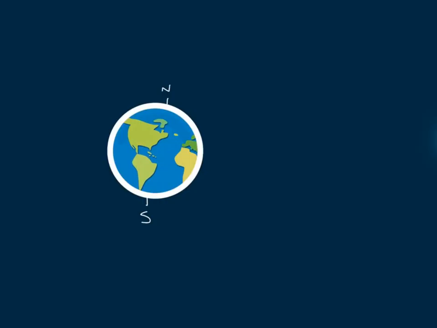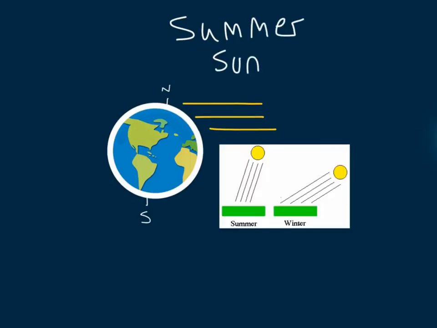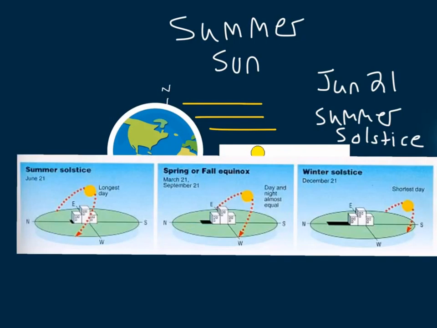As the Earth moves around the sun, the sun's position in the sky will change. Now we see the summer sun. Here the sun is higher in the sky and we receive more direct sunlight. June 21st is the longest day of the year, known as the summer solstice. Here the sun stays out longer and has a longer distance to travel as it moves across the sky.